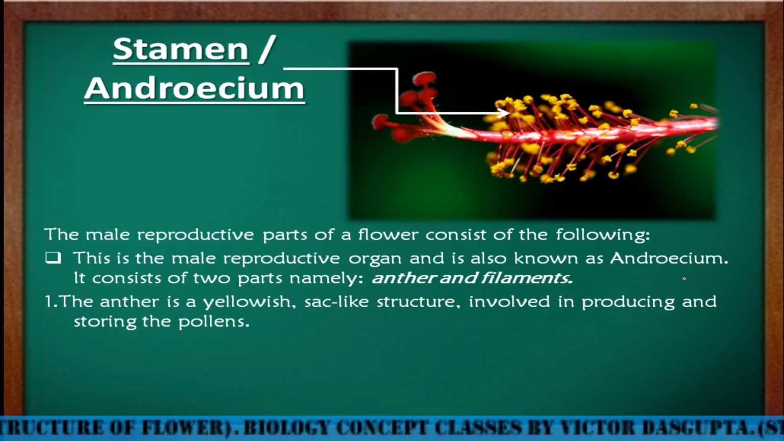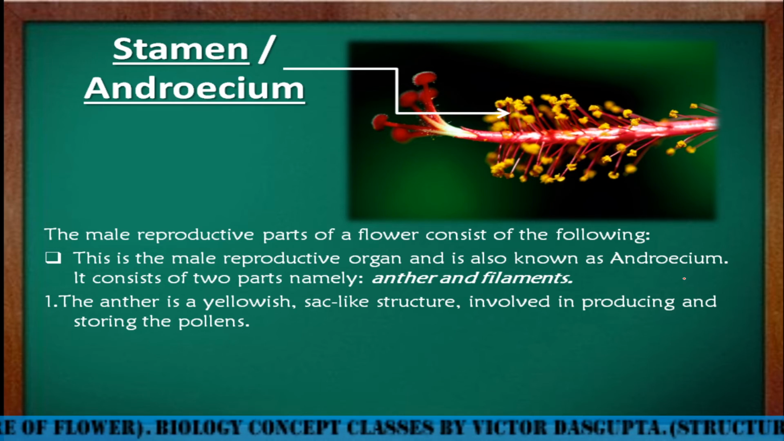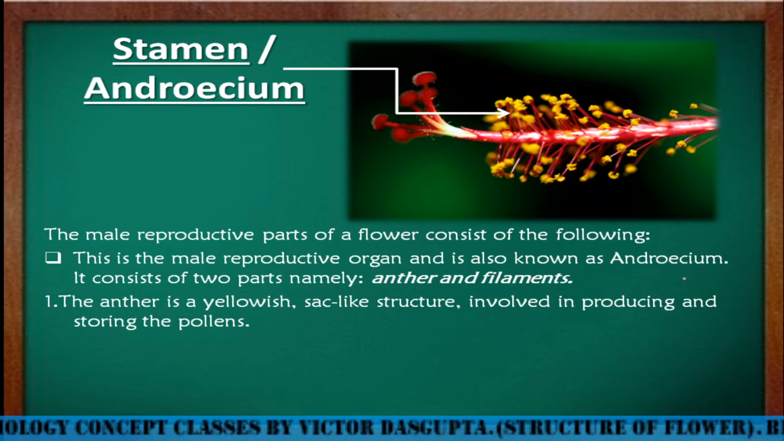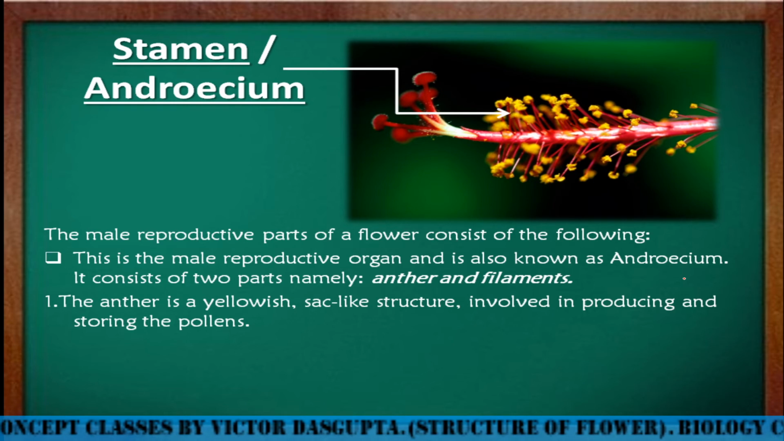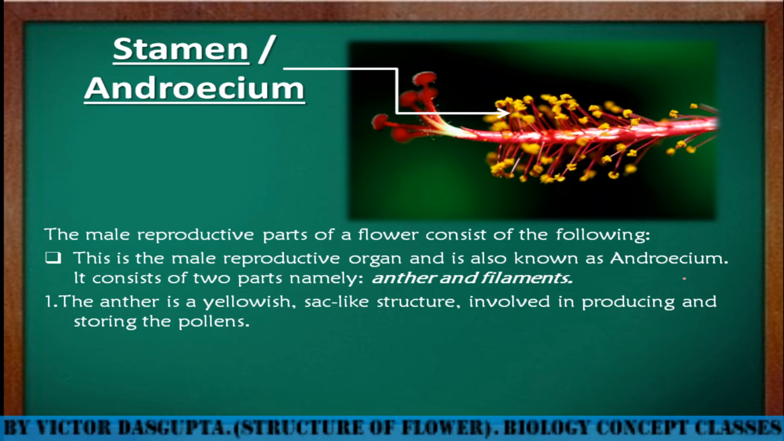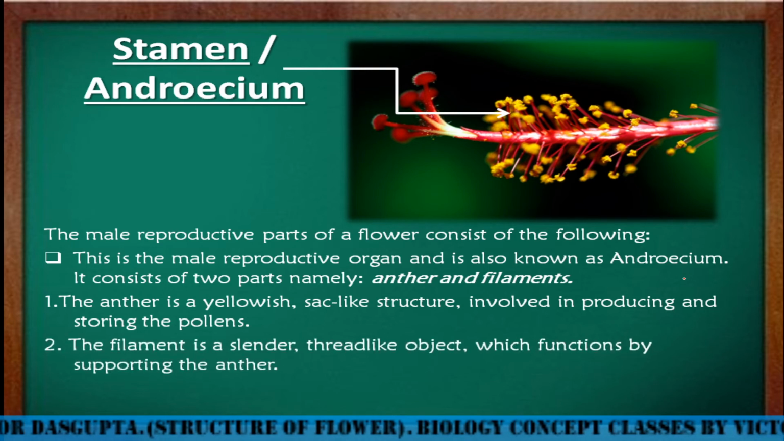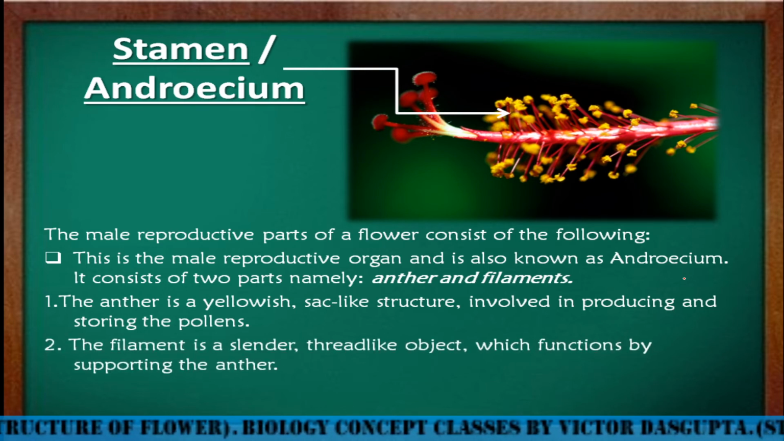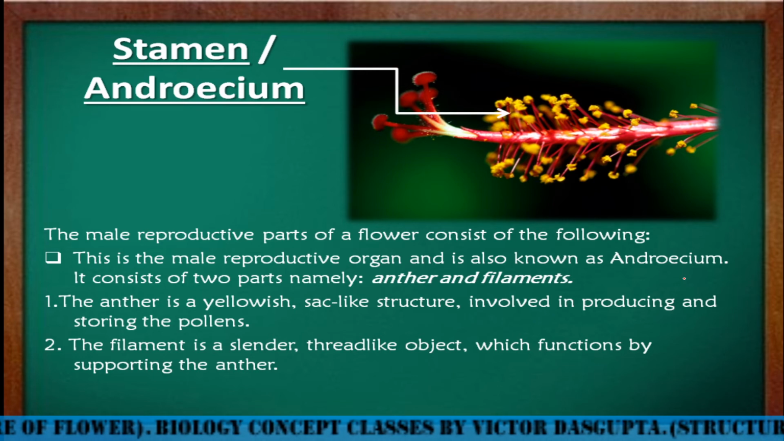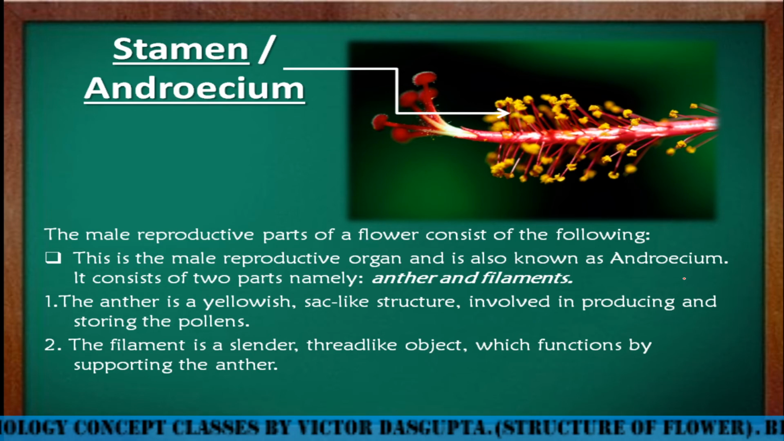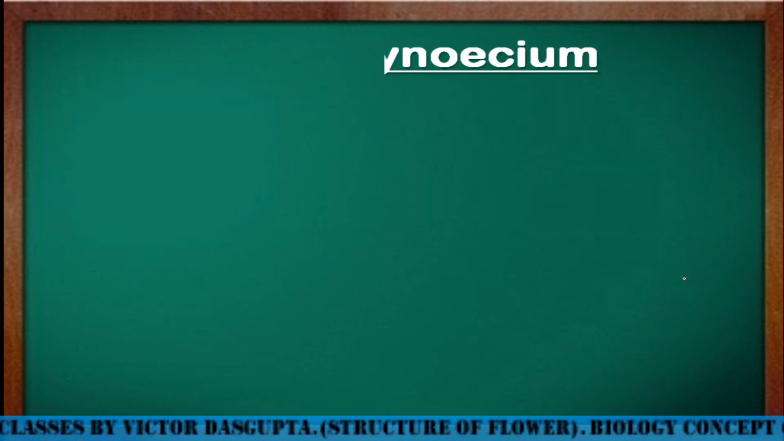The anther is yellow or sometimes has various color options. It is a sac-like structure involved in producing and storing pollen grains, which are required for fertilization. Without pollen grains, it is quite impossible for the plant to fertilize the egg. The filament is a slender thread-like object which functions by supporting the anther. Its function is only to give support.